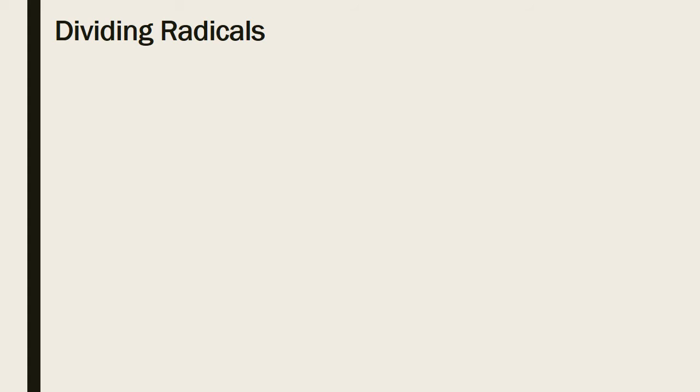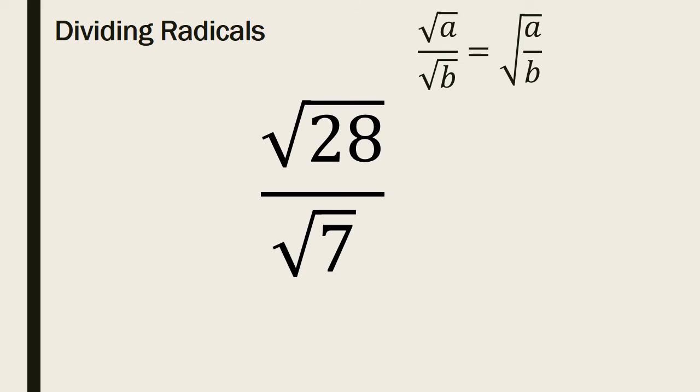Now let's talk about dividing radicals. One thing you need to know is that if you have a radical divided by a radical, both of these two radicals can be in one radical and the numbers multiply and divide inside. What does that mean? Let's take a look at this example.